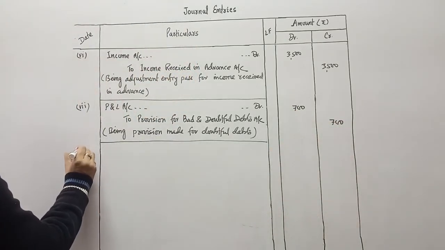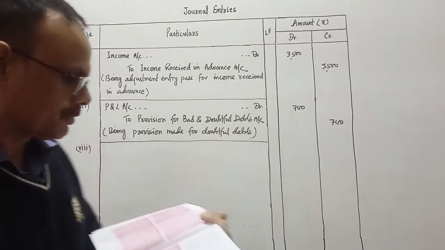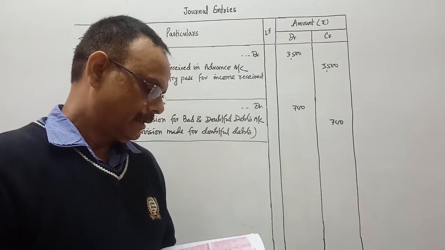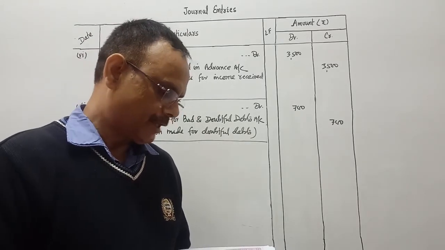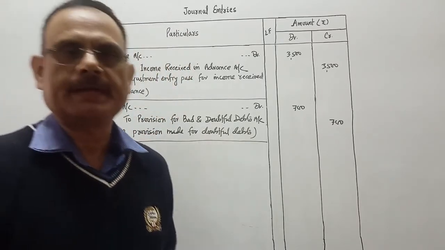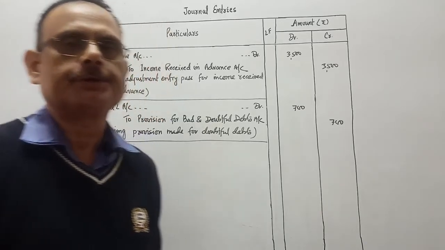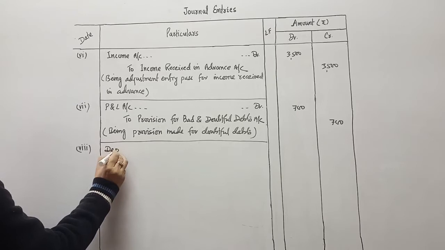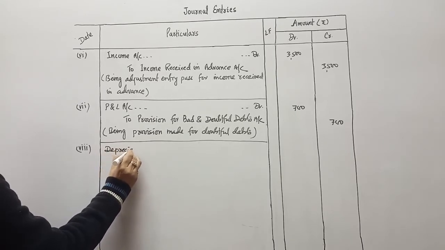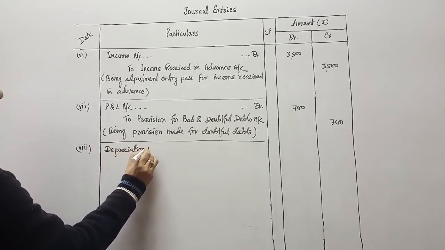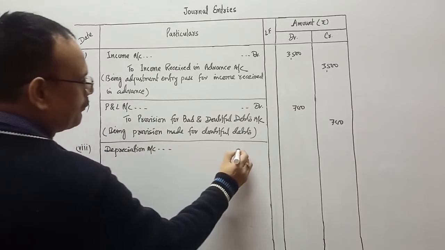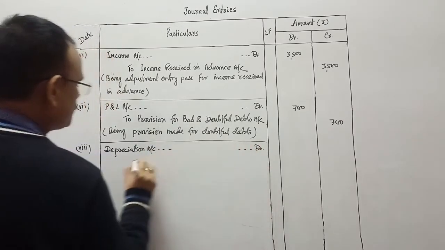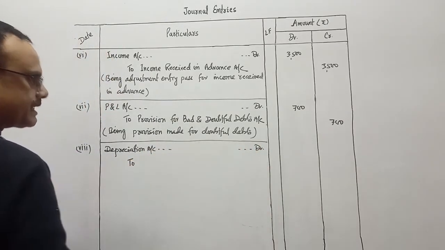Next is number 8 adjustment which is given in the question, depreciation. It's very simple. Depreciation account debit, it's an expense. So depreciation account debit and we will credit that particular asset account.